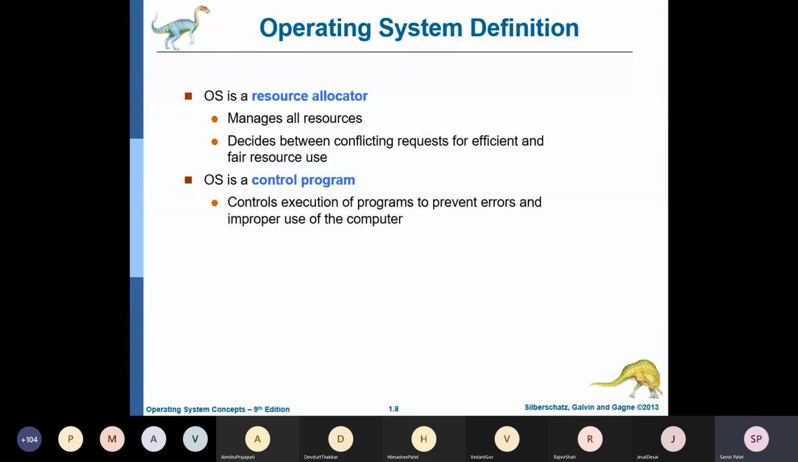It should not happen that the operating system allocates one printer to one job, and that printer is fully occupied by one job. In that case, what will happen? No other users will be allowed to access it.